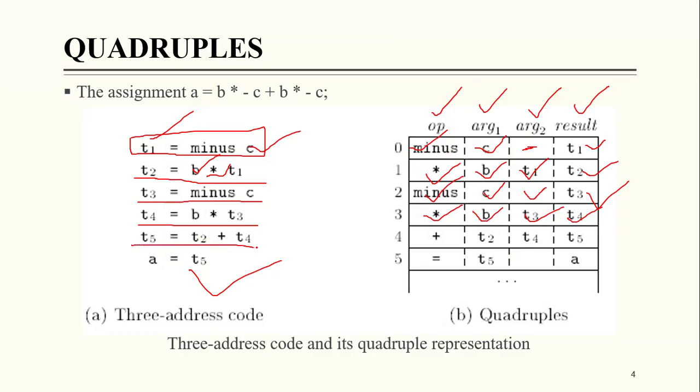And the next instruction is t5 equal to t2 plus t4. Here the operator is plus, argument 1 is t2, argument 2 is t4, and we are storing the result into t5. The next one is the assignment operation. Already I told you that in the assignment operation alone, we are considering the equal to as the operator. So here the operator is equal to, argument 1 is t5, and we are storing the result into a. Here also we are not using any argument 2. In such a way we are implementing three-address code in the quadruples form.